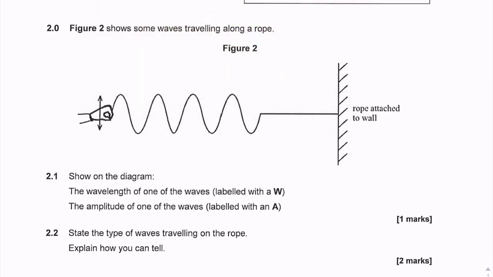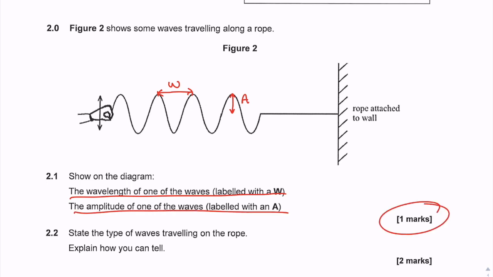They're asking for the wavelength. They wanted you to draw and label it with a W. So I would have done this little marker. From here to here is 1 wavelength. And from here to the midpoint is the amplitude. You needed both of them to get the mark. Okay, 1 mark for each one.